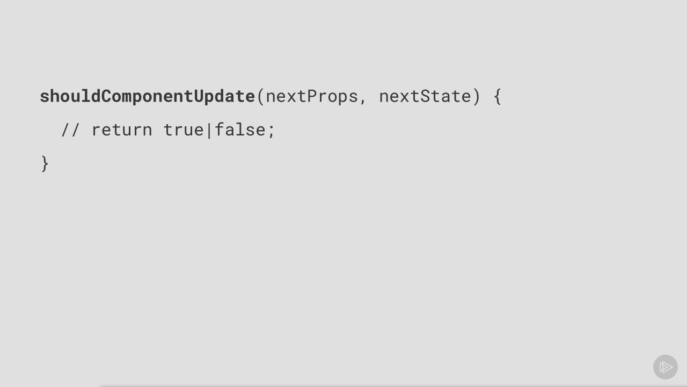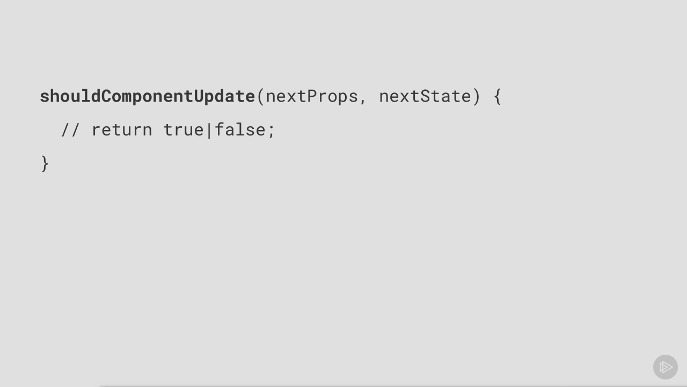shouldComponentUpdate has 2 arguments, the next props and the next state for a current update operation. This lifecycle method is very important because we can actually use it to cancel an update process. Returning false from this lifecycle method tells React to not re-render the component at all. This is very useful for pure components.